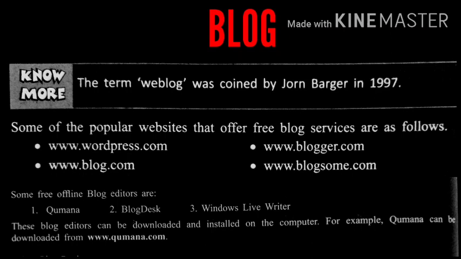For blogging, we need an email address and we have to create a username and password, and then we will provide it with a blog address. In this way, we are able to create a blog ID in any of these blogging sites. Some of the free offline blog editors are Chumana, Blogdesk, Windows Live Writer, and so on. The blog editors can be downloaded and installed on the computer. For example, Chumana can be downloaded from www.chumana.com, and we are able to use this offline blog editor in our system.